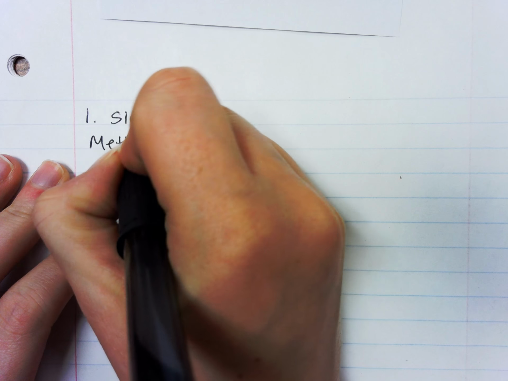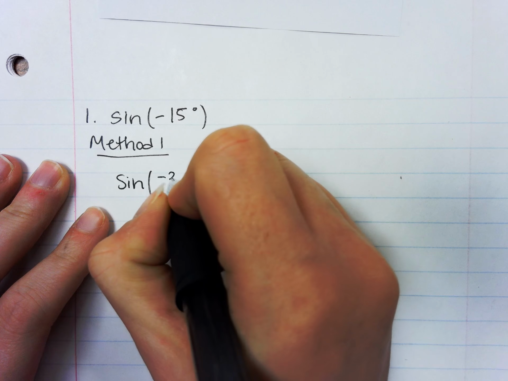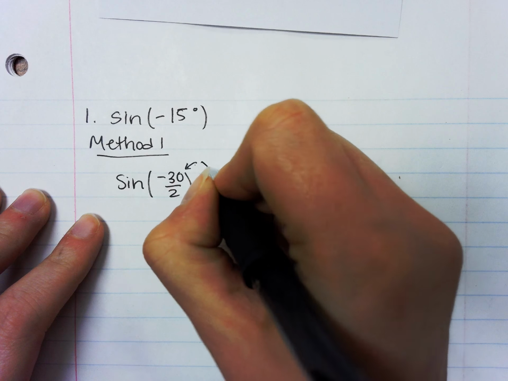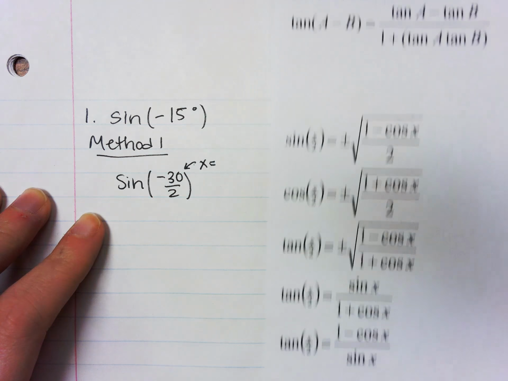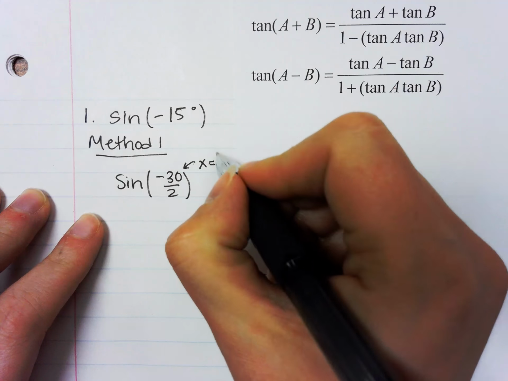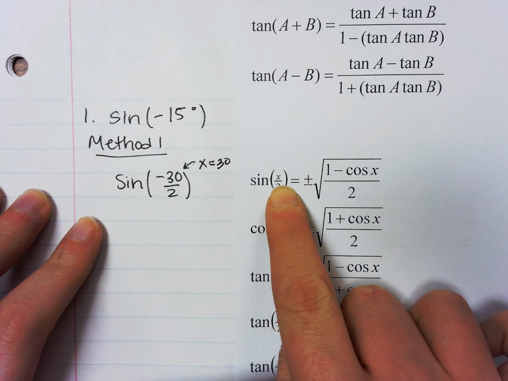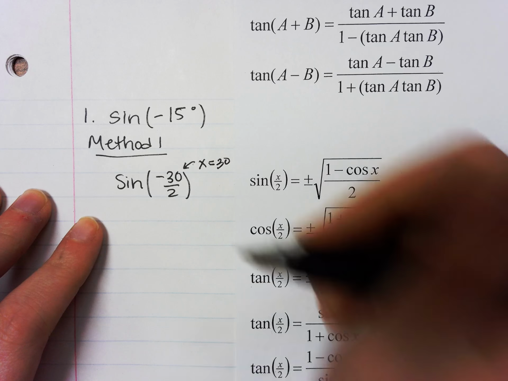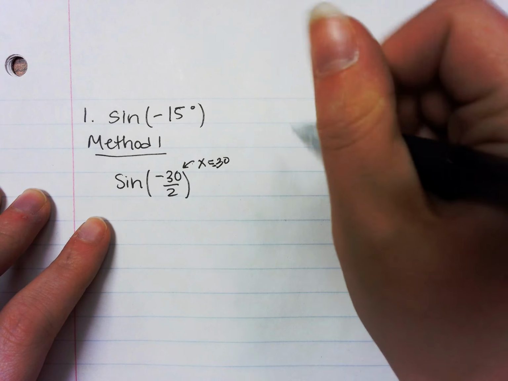The first method is to use a half angle identity. So to say that this is really the sine of 30 over 2, where 30 is now our x value in that problem. For example, we would use this identity that we have, where sine of x over 2, and we would plug it into this formula, negative 30. Oops.